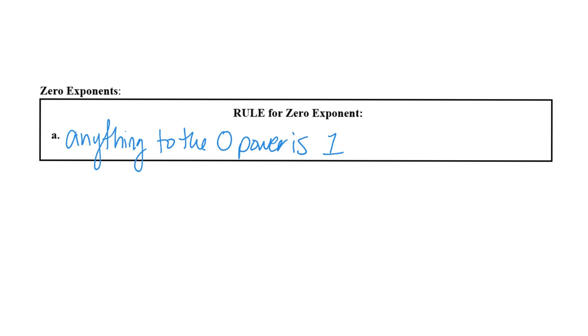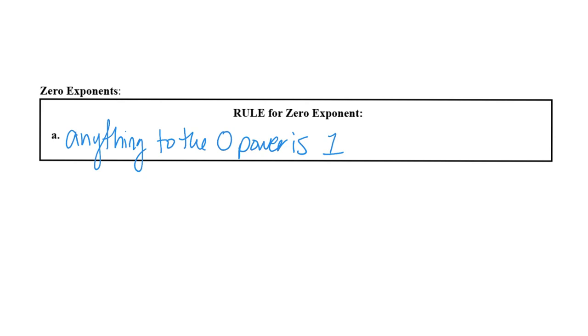Okay, the next thing we're going to talk about is the 0 exponent. And the only rule here is that anything to the 0 power is 1. No matter what, anything to the 0 power equals 1.